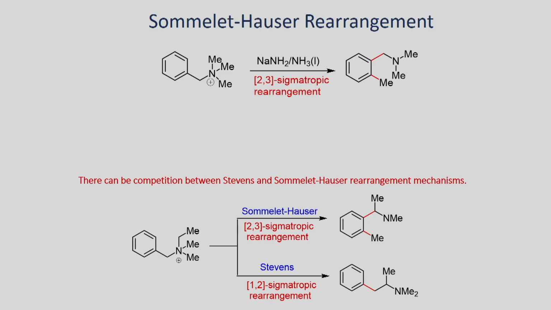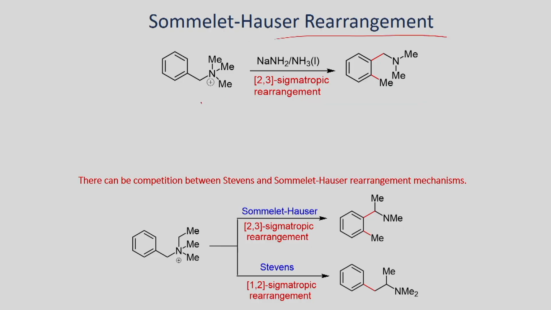If you don't have a beta hydrogen atom or beta carbonyl compound, then if you react with a strong base like sodium amide in liquid ammonia, it can lead to a 2,3 sigmatropic rearrangement, which is known as the Sommelet-Hauser rearrangement, shown here. And as we have just seen, if you have the beta carbonyl compound, the alpha CH bond can be deprotonated, which can lead to the 1,2 sigmatropic rearrangement shown here.